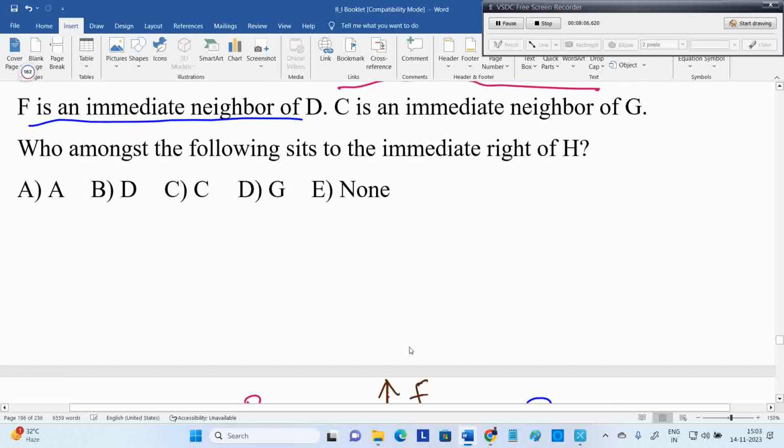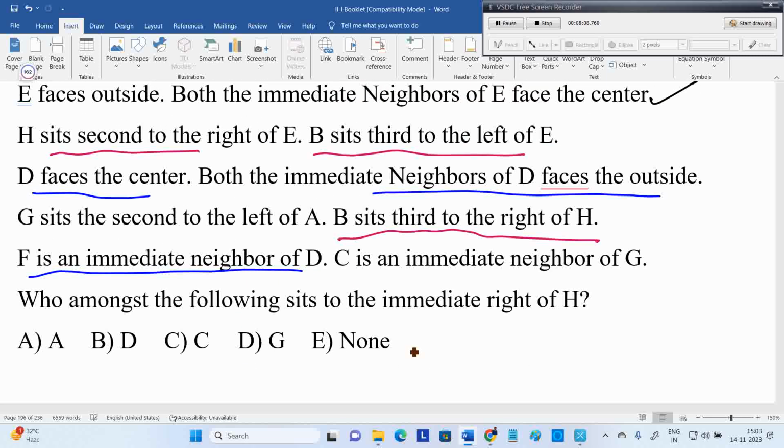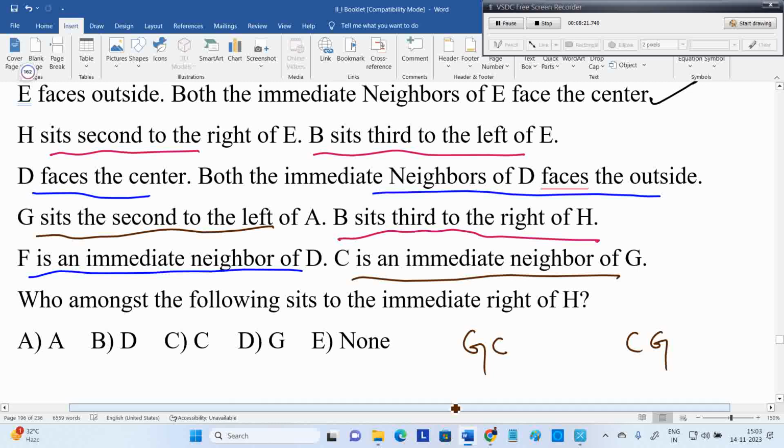Next thing, what is given? G sits second to the left of A. C is immediate neighbor of G. C and G are immediate neighbors. It can be CG or it can be GC also. G sits second to the left of A. For A, second left should be G.